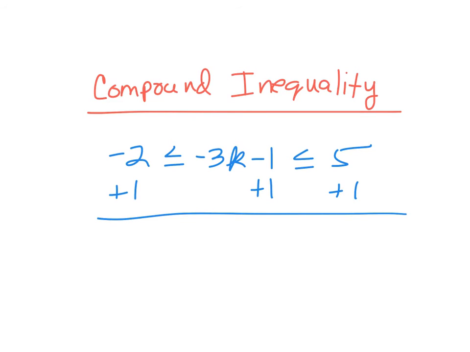What I do to one side, I've got to do to all the sides. I'm trying to get the k by itself, so I had to get rid of the minus 1. And then after I get rid of the minus 1, I'm going to have to get rid of that negative 3, because the idea is to get the k by itself. So what have I got now? Negative 1 is less than or equal to negative 3k is less than or equal to 6.